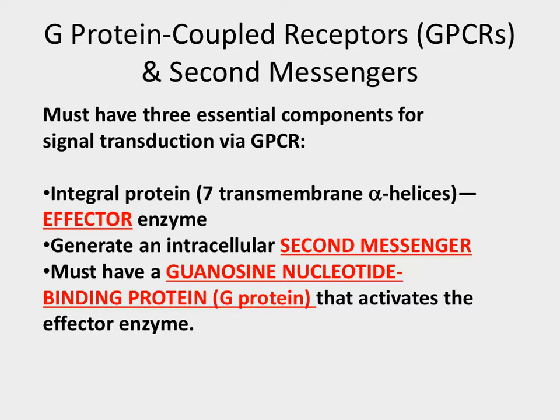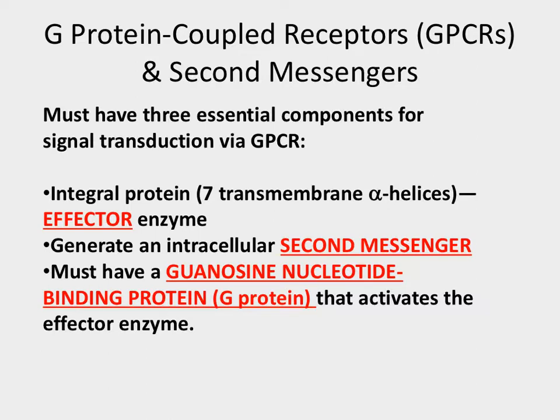So in order for something to be considered a GPCR, you must have at least 3 essential components. First up is you have to have an integral protein, okay? And what does it mean if it's integral? It doesn't mean it's just important. Remember that we had integral versus, what was the other? Peripheral. And what was an integral protein? It's actually in the membrane. Almost always, offhand I can't think of any exceptions, but almost always, at least for GPCRs, it's a 7-transmembrane alpha helical protein, okay? And this is an enzyme.